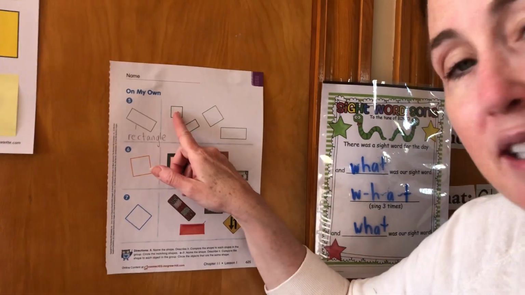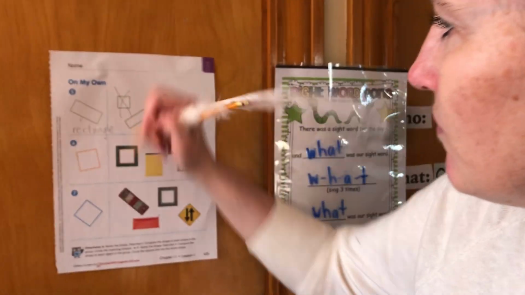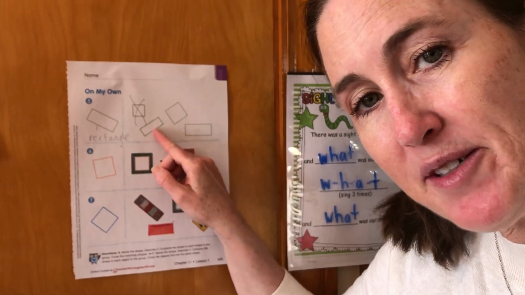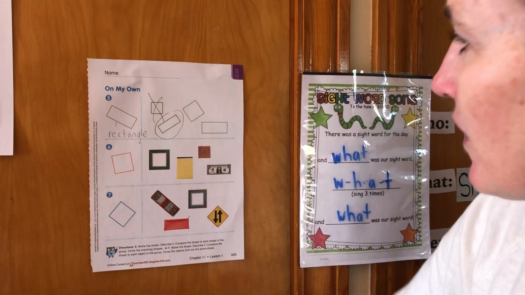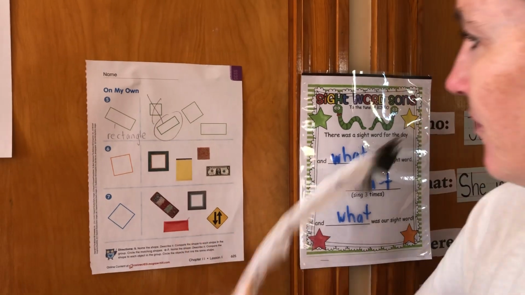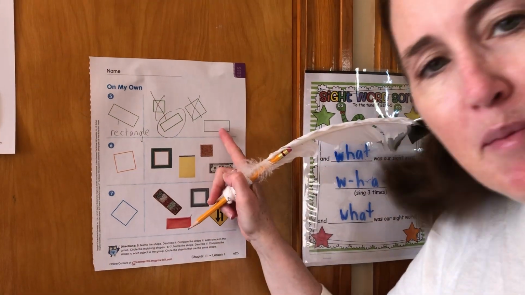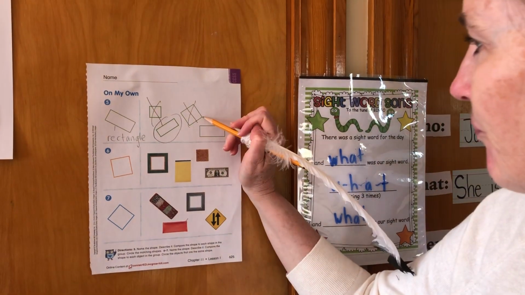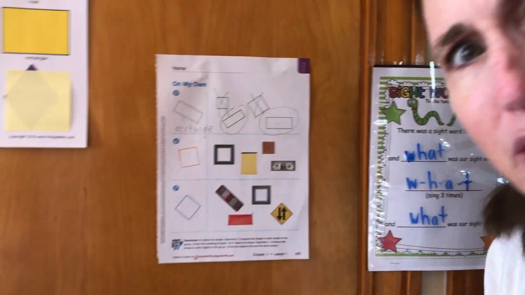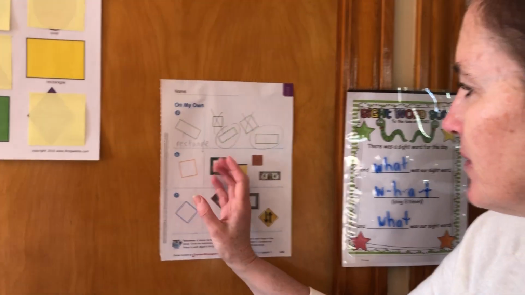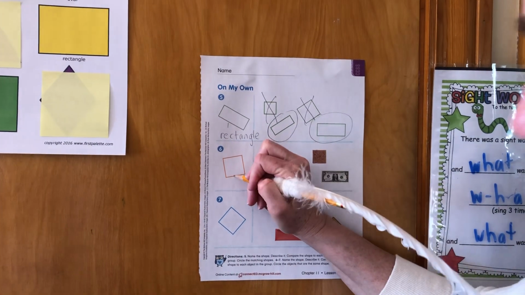Is it the same as the rectangle? Is it the same as the rectangle? Same as the rectangle? Same as the rectangle? Yes, that is. I almost said no, sorry. Name the shape. They flipped it a little. Yep, it's a square.